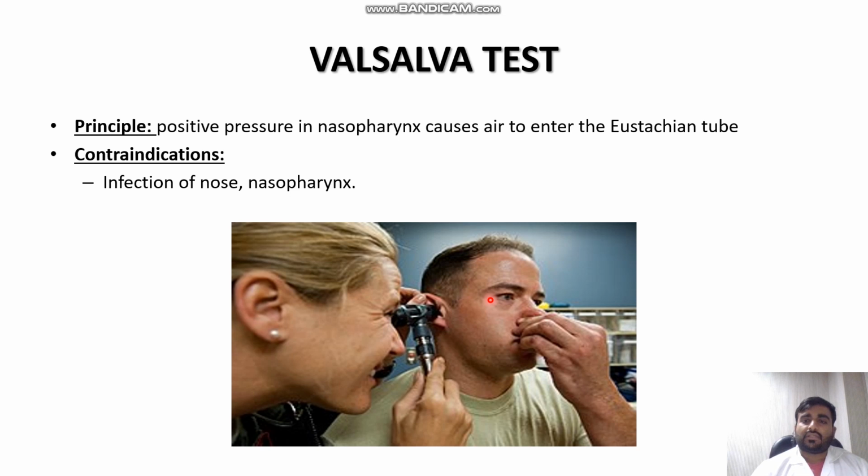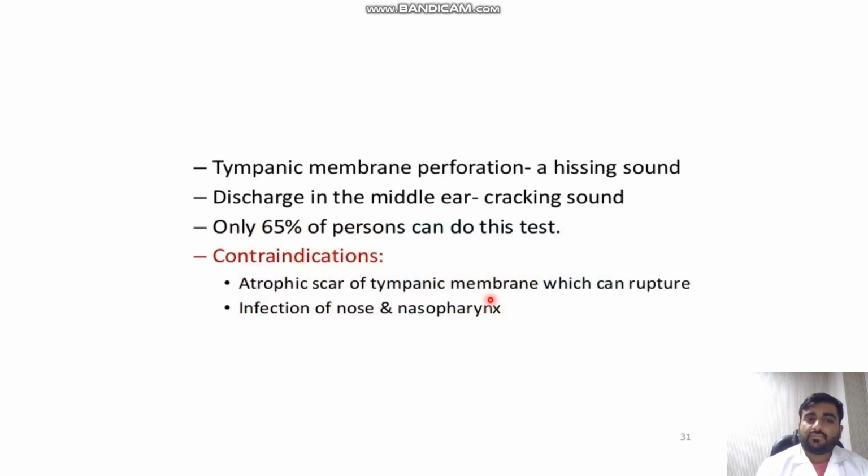But this test has contraindications if there is an infection of the nose and nasopharynx, or an atrophic or healed scar of the tympanic membrane, because any scar of the tympanic membrane can lead to its rupture. So we cannot do this test in this condition, and only 65% of people can do this test.